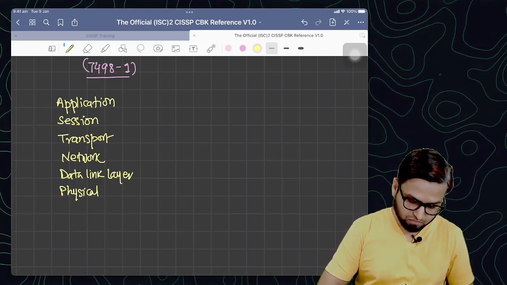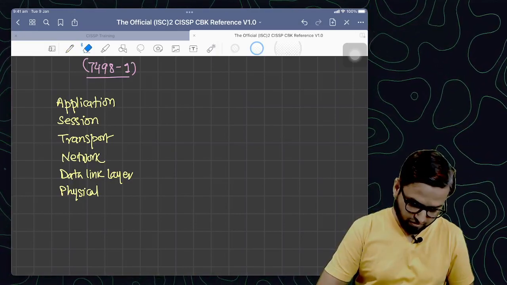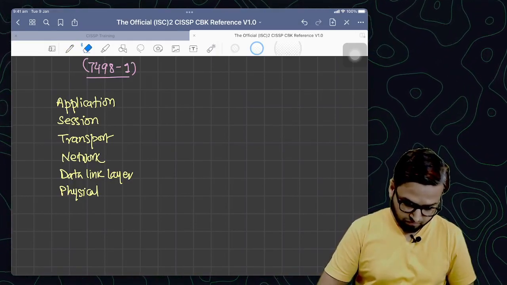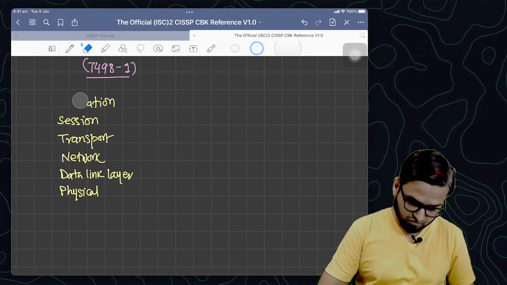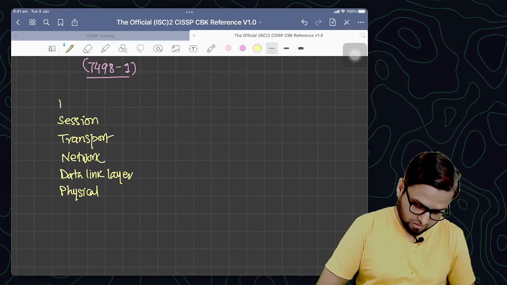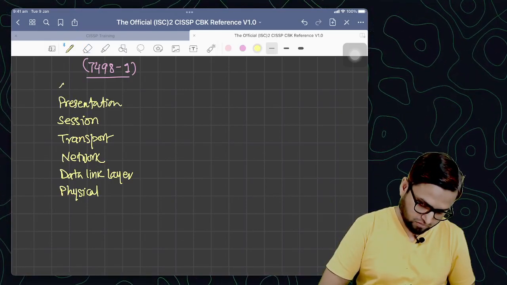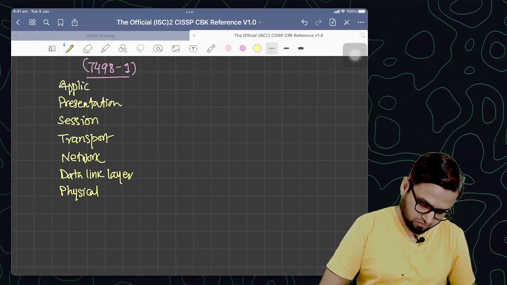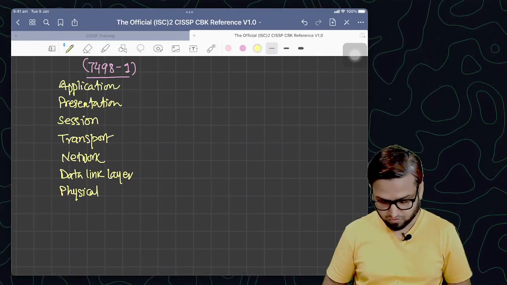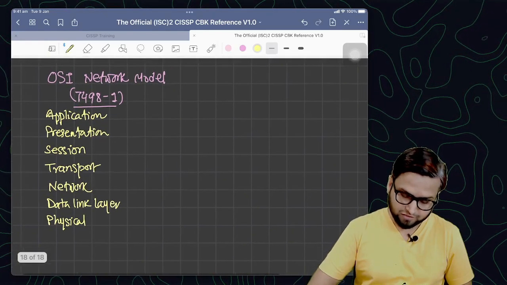So I missed P, which is presentation layer, which is here. Presentation and then application, right? So please do not trust salesperson advice. Now it's full, it's okay.